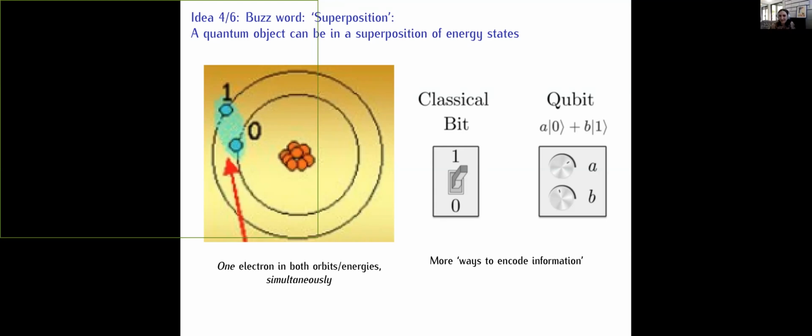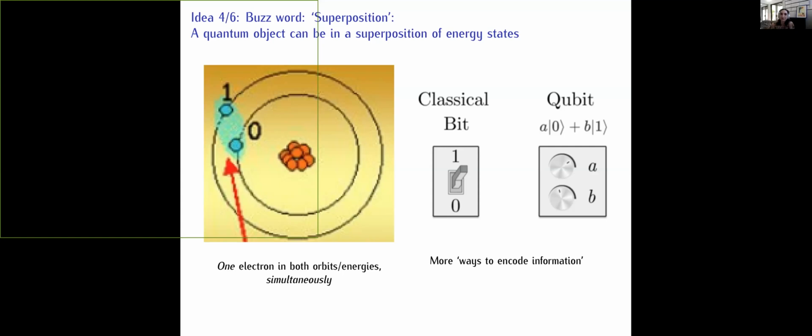So idea number 4 has to do with the concept that you might also have heard of, superposition. I apologize, you might pick up the sound from the construction there. Sorry about that, if you do. Anyways, you might have heard of something called superposition, right?